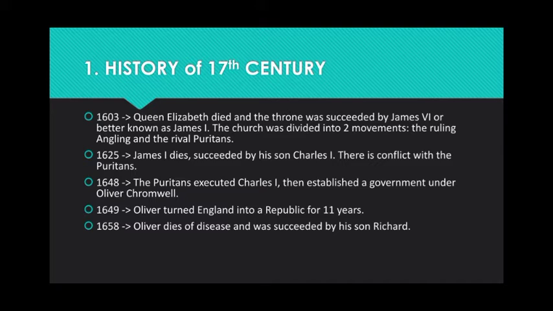In 1625, James I died and was succeeded by his son Charles I. There was conflict with the Puritans. Puritans are people who uphold religion, especially Protestants. In 1648, the Puritans succeeded in executing Charles I, then established a government under Oliver Cromwell.